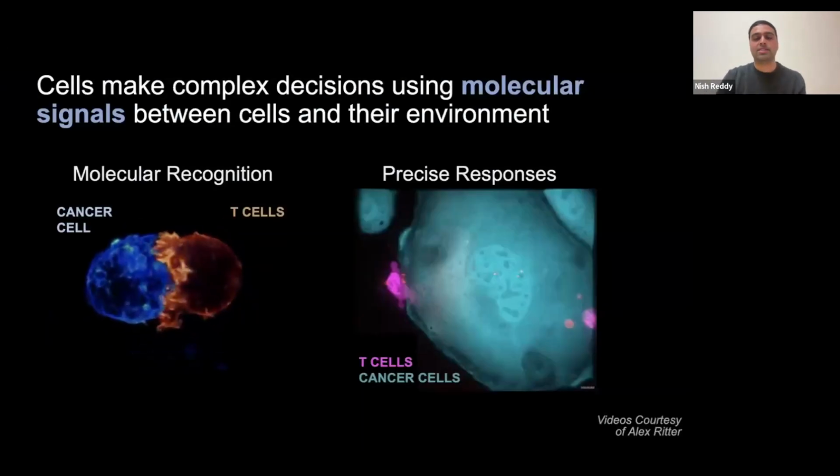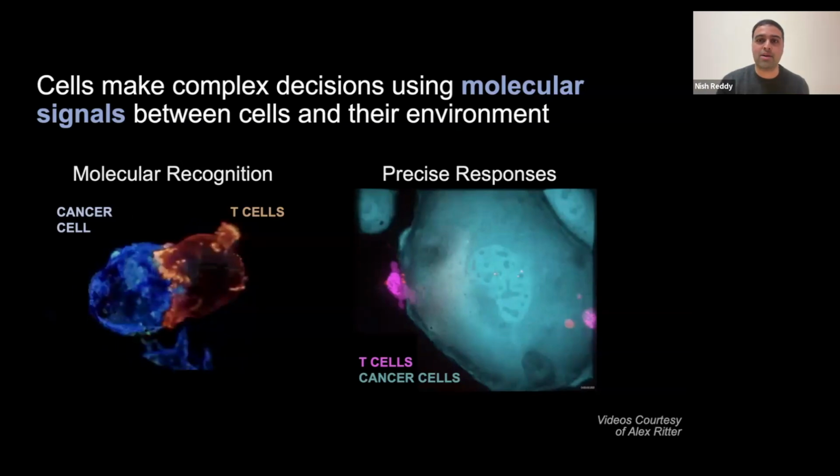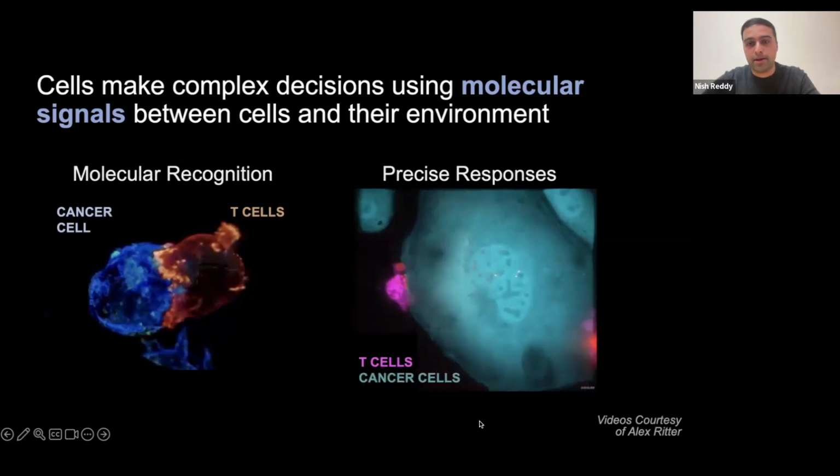We know cells have this remarkable ability to make really complex decisions by using molecular signals between other cells and their environment. For example, a T cell that recognizes a cancer cell has really complex machinery that allows it to specifically recognize particular cells and not other cells. And these cells also have the ability to make really precise responses, like, for example, killing a cancer cell.